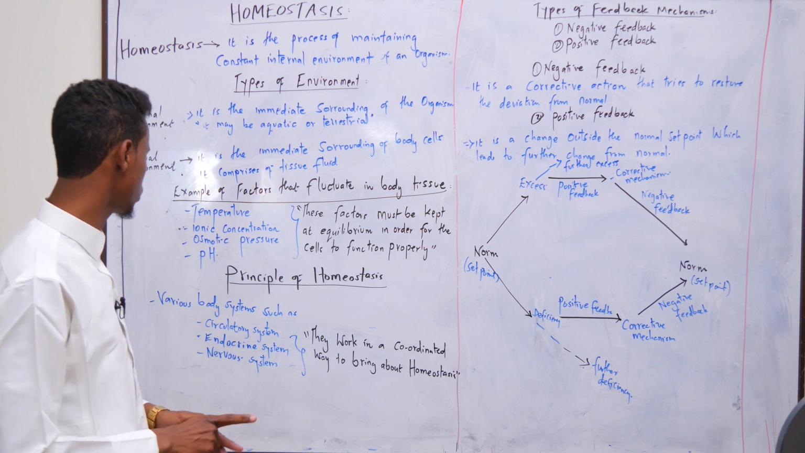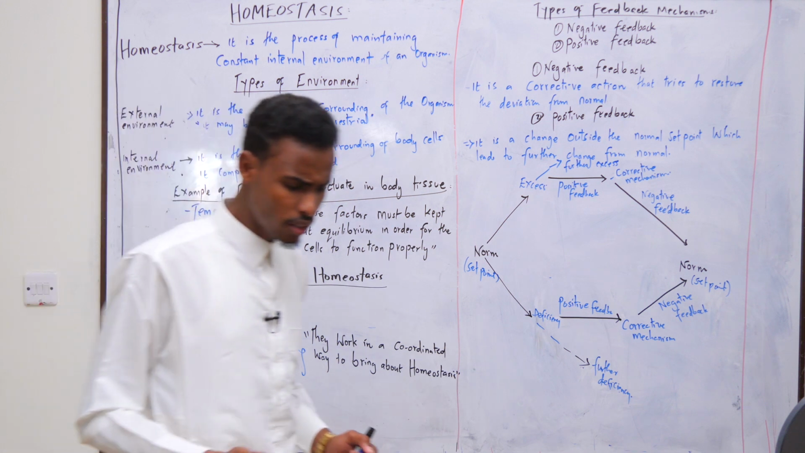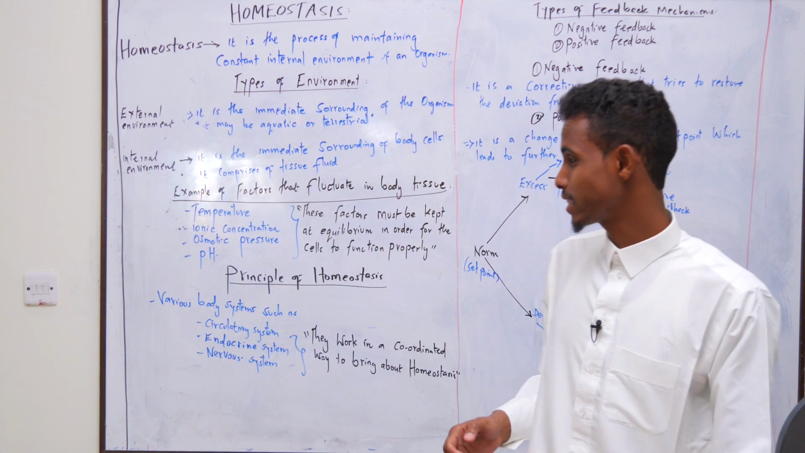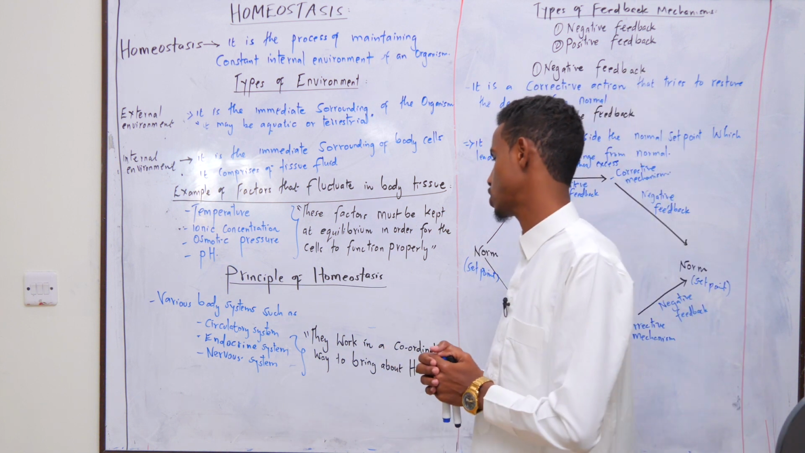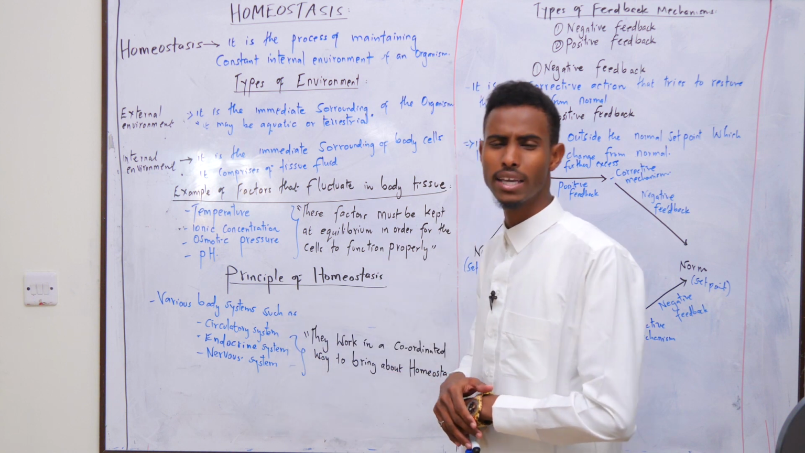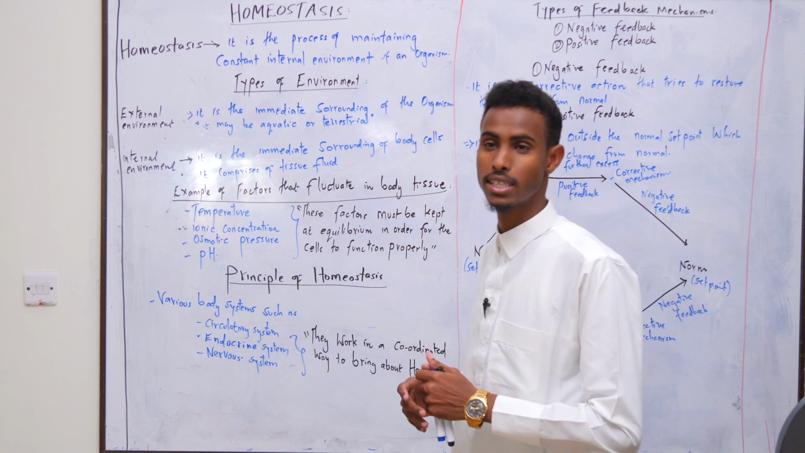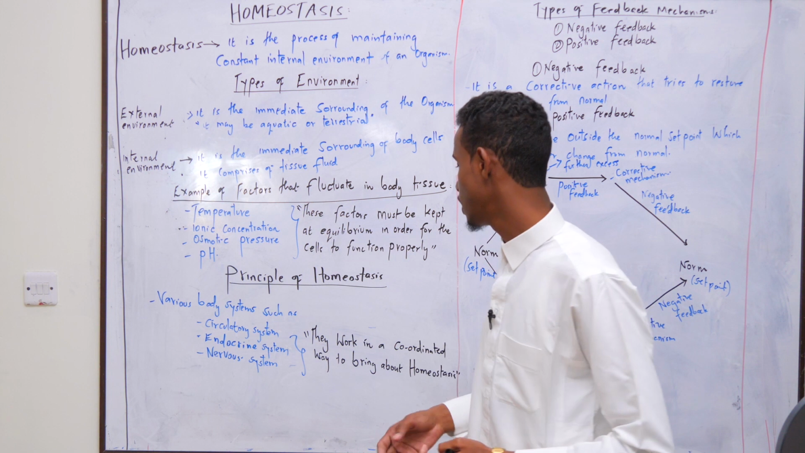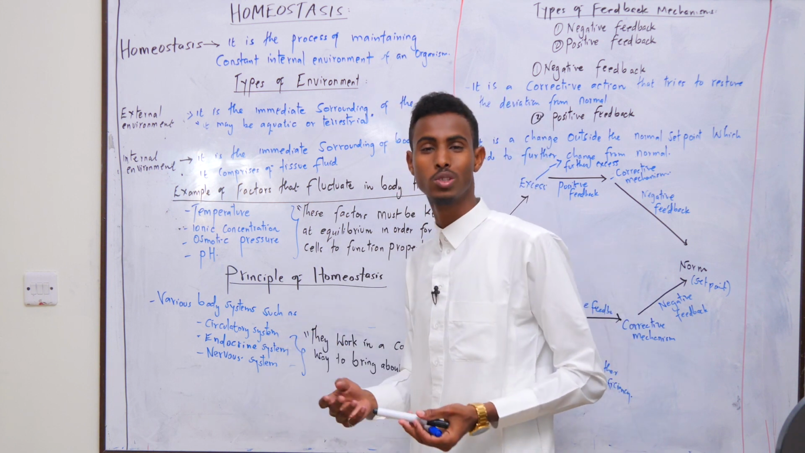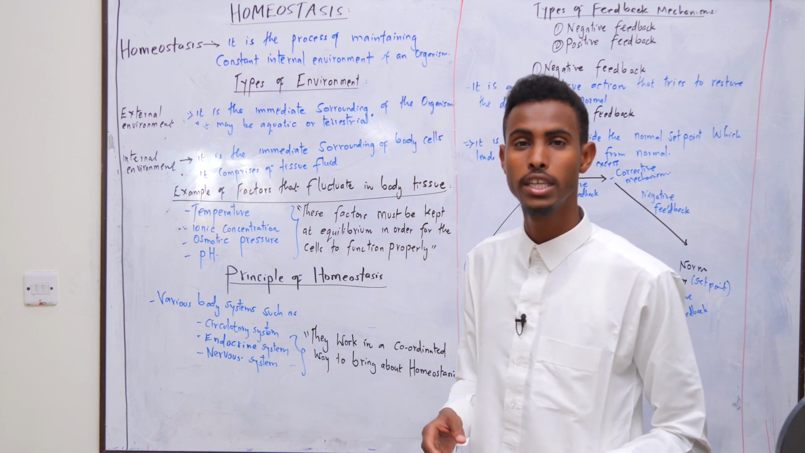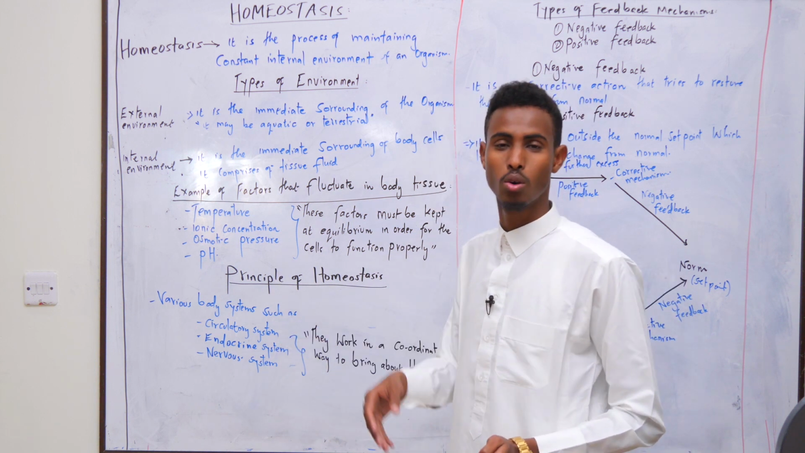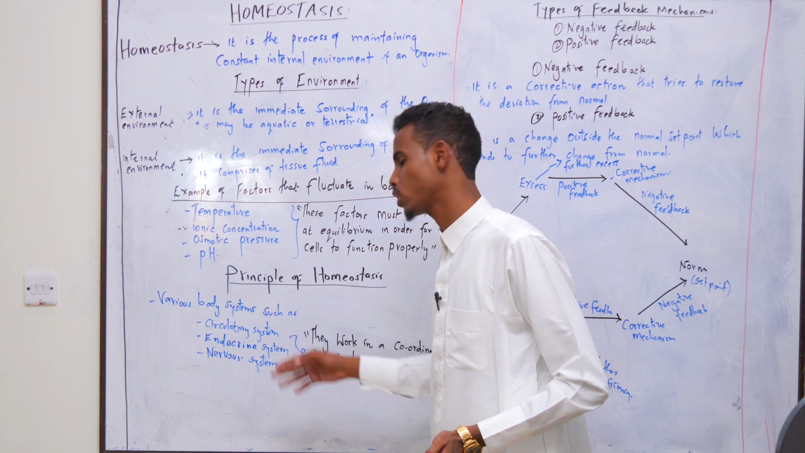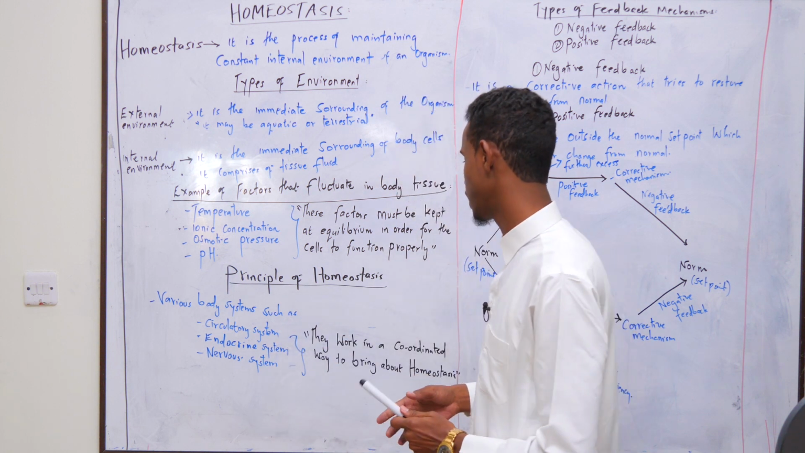Now, we have principles of homeostasis. The principles of homeostasis say that some body systems work in a coordinated way to bring about homeostasis. The system like the circulatory system, the system that transports blood, and this blood contains nutrients such as amino acids, glucose, and the like. As well, it contains dissolved oxygen gas.